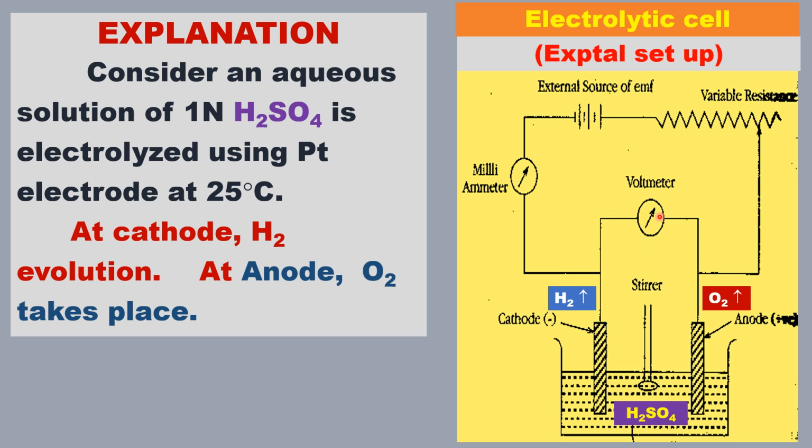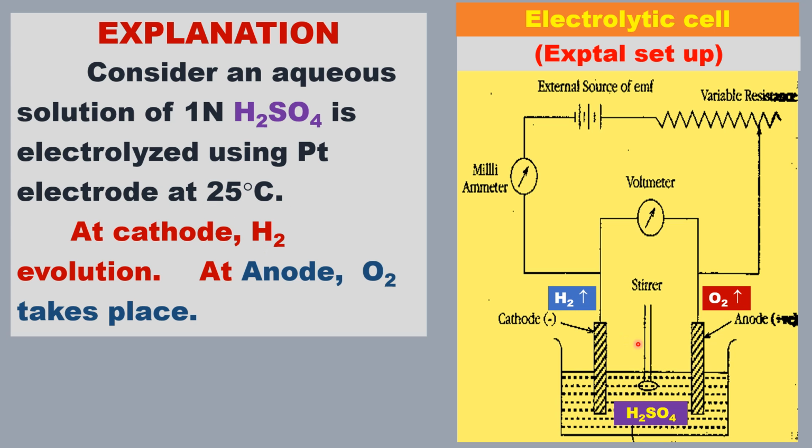A voltmeter and ammeter are used to measure the voltage and current passing through the electrolytic cell. There are two electrodes and a stirrer, and one normal H2SO4 is the electrolyte. Let us take one normal aqueous solution electrolyzed using two platinum electrodes, cathode and anode, at 25 degrees Celsius.